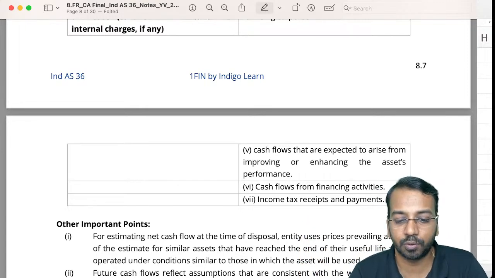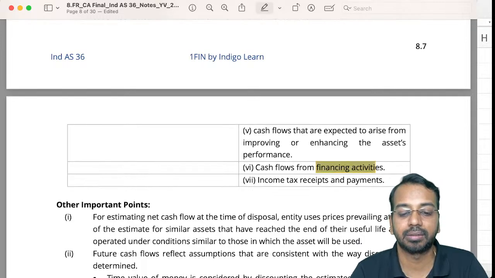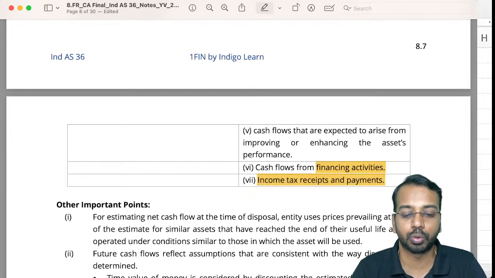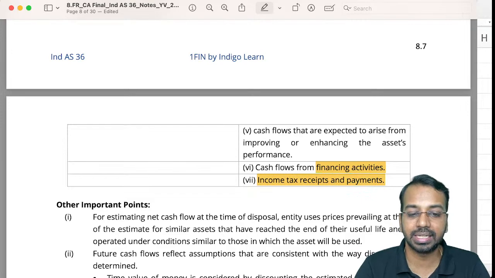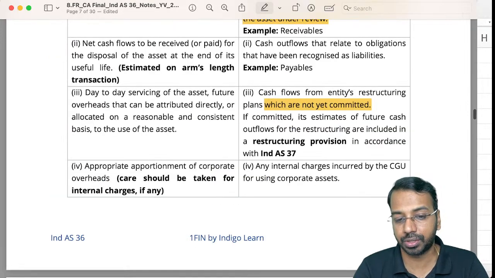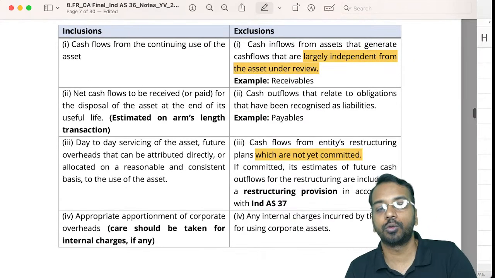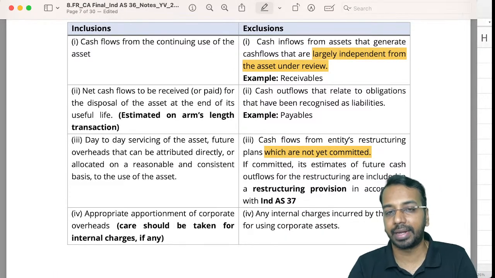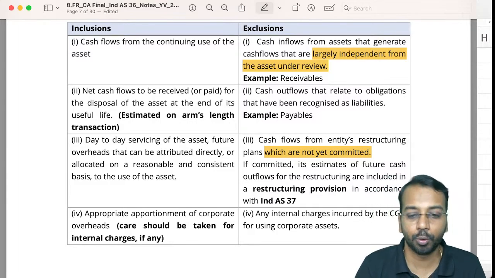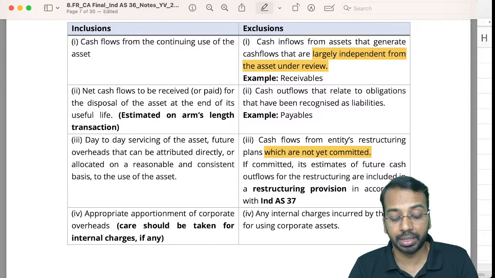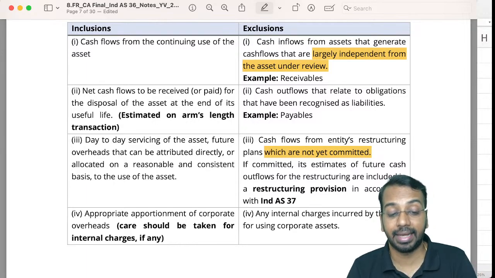Then financing cash flows, interest and income tax, receipts and payments, all of these should not be considered. So this list is important for us to discuss the questions when we do it. So broadly, all inflows, all outflows, you will exclude finance, you will exclude tax, you will exclude plans which are not yet committed to, you will exclude existing receivables, payables, etc. Okay.